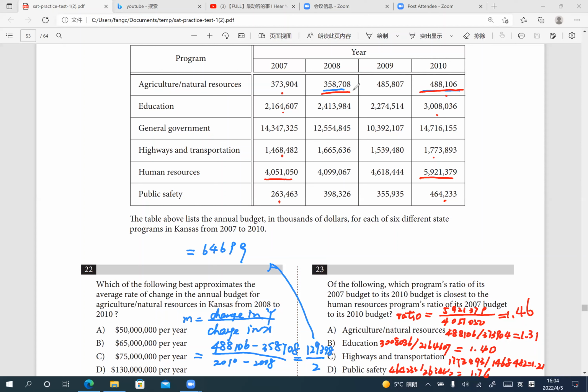Always see the change in Y. And the change in X is 2010 minus 2008. And we do the calculation and get the value of average rate of change is 64,699. Now we need to choose the closest one. So we should choose option B.